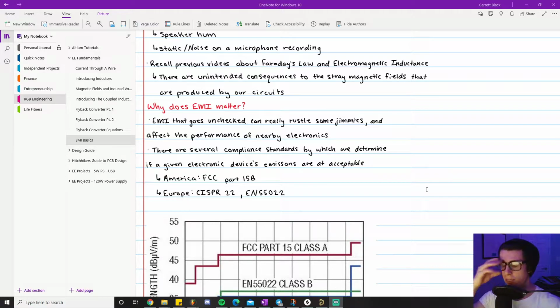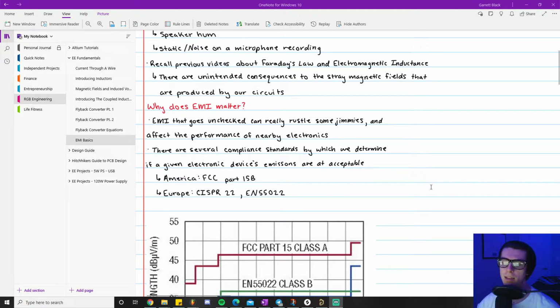And the answer to that can be found if you're in America. You just Google FCC Part 15B, one of the compliance standards you'll have to deal with. Or if you're in Europe, CISPR 22 or EN 55022 are some common ones. And depending on what industry you're in, whether personal electronics, industrial electronics, medical grade, or military grade, stuff like that.